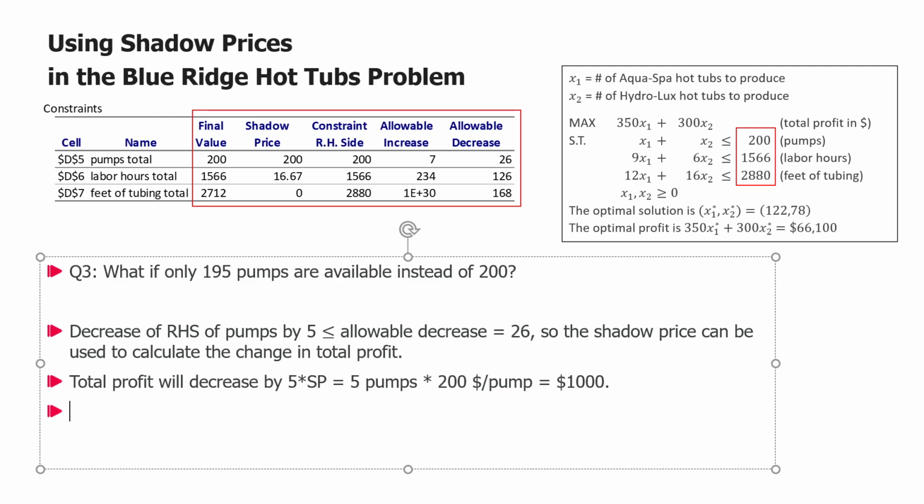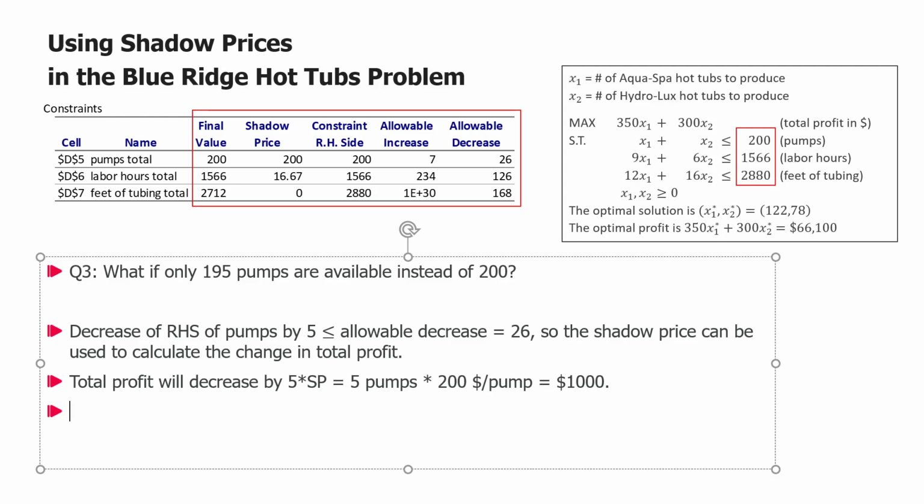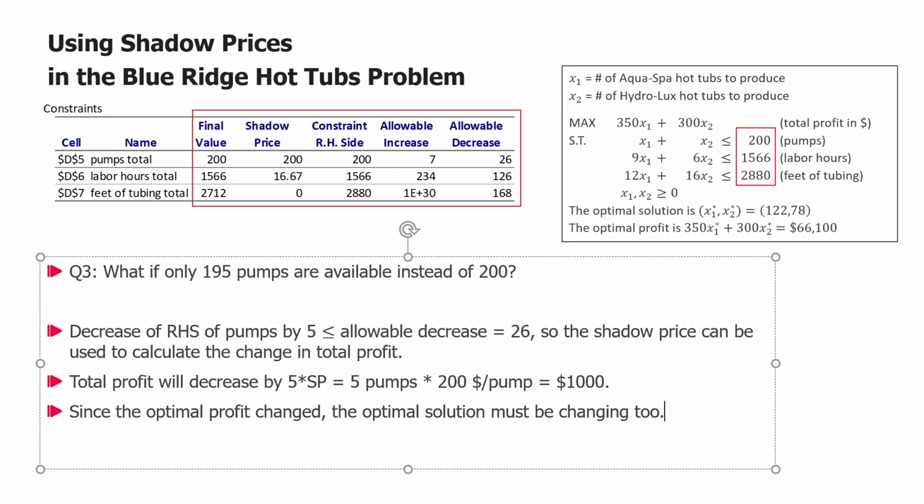What else can we say? Well, since the profit is changing, but we haven't changed the profit per unit of Aquaspa or Hydrolux, we now say the total value of this objective will now be $1,000 less, so it will be $65,100. How can we achieve this? Well, it must be that the optimal solution is changing, right? Since the optimal profit changed, the optimal solution must be changing too, right?